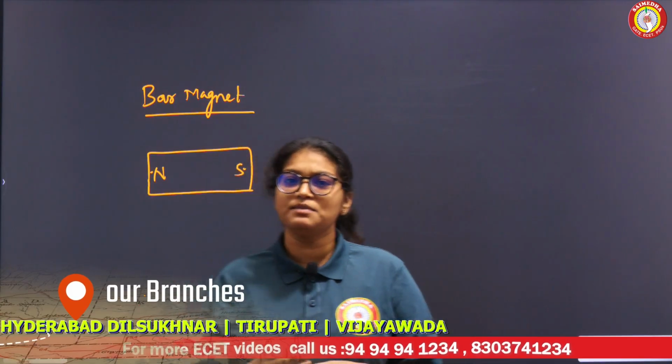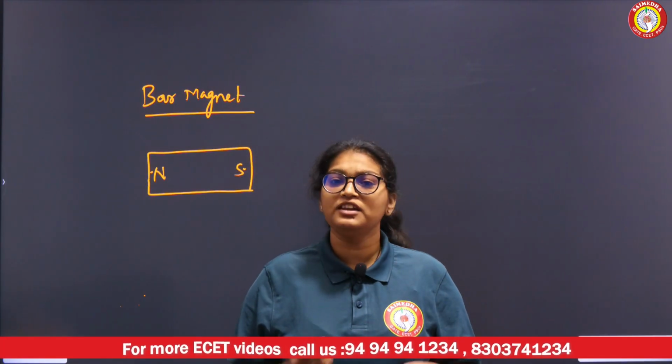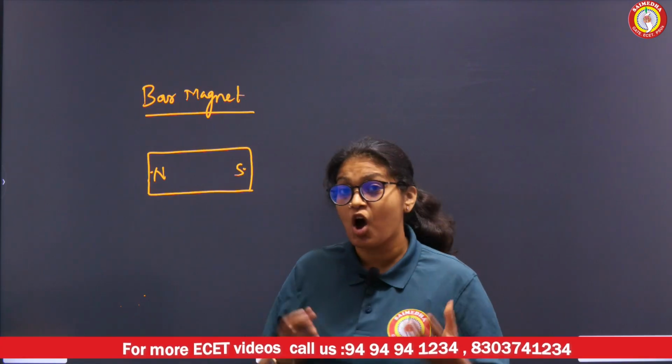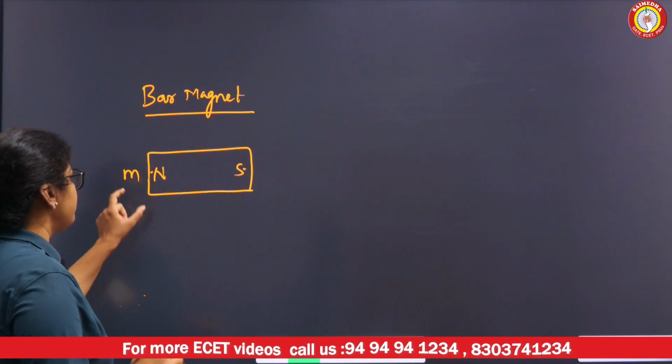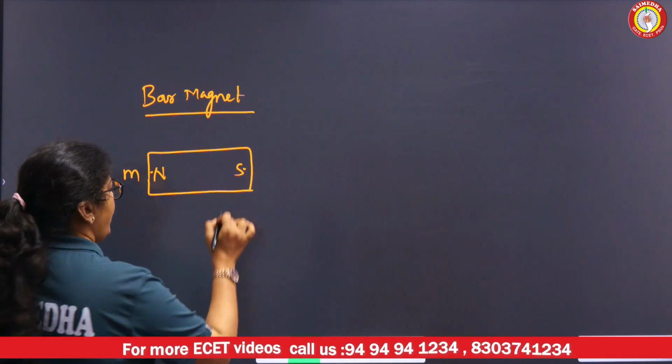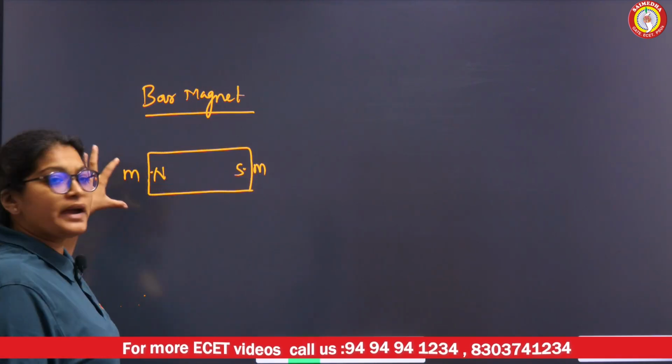Learn in the simple way. For a simple definition of magnetic moment: how much strength it is having and in which direction it is. That's all. How much strength is the magnetic moment. Near the north pole we have some magnetic moment, and at the south pole also we have some magnetic moment. So what is a magnetic moment?